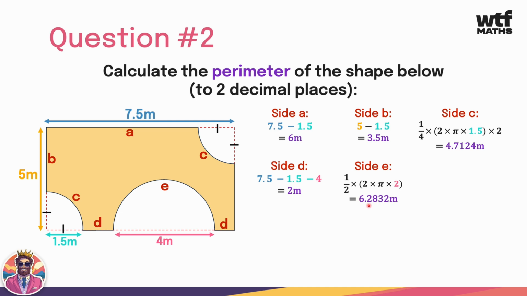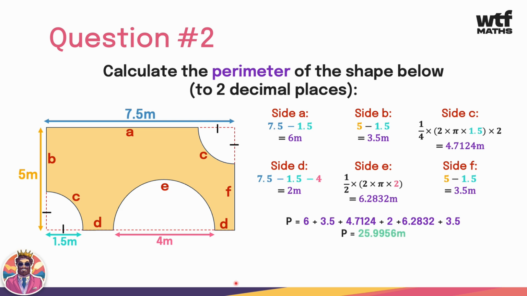And that will give us 6.2832 meters. And finally, the last side I'm trying to work out here is side F, and this should be pretty straightforward. Again, it's just going to be 5 meters, take away 1.5 is 3.5 meters. So if I take all of those little sections and add them together, I'll find the perimeter, which is 25.9956. So to 2 decimal places, the perimeter for this weird shape is 26.00 meters.